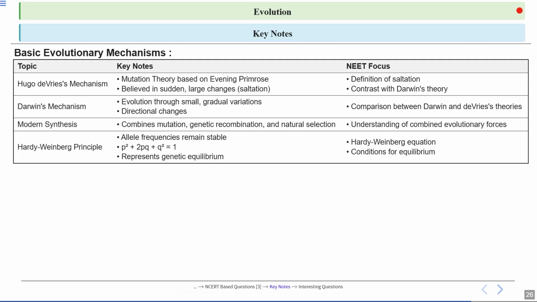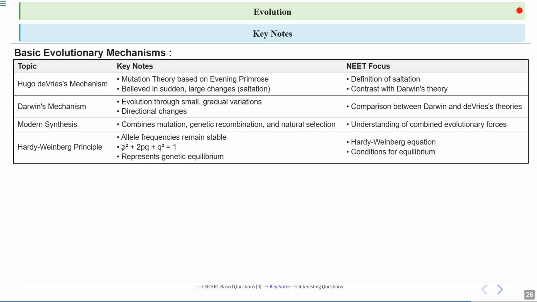So here you can see, for your NEET exam, the definition of saltation is necessary, and the contrast of Hugo de Vries' theory with Darwin's theory is also very important. Then, if we talk about Darwin's mechanism of evolution, he said natural selection is the mechanism of evolution. He said evolution is through small and gradual variations which accumulate over generations. These are directional changes; variations which give a survival advantage are selected into the next generation. What is important for the NEET exam? Comparison between Darwin's and Hugo de Vries' theory.